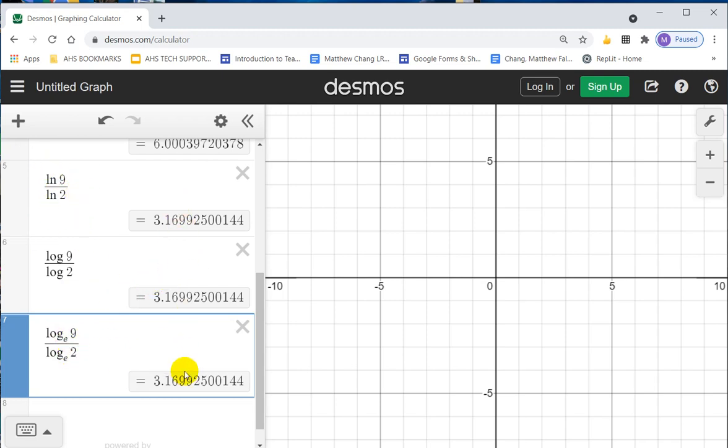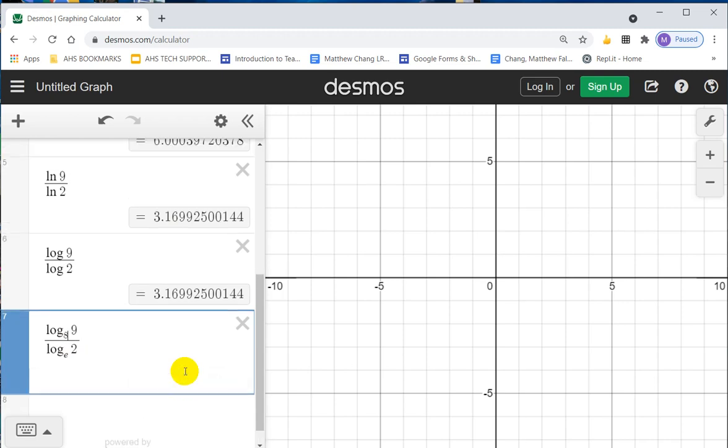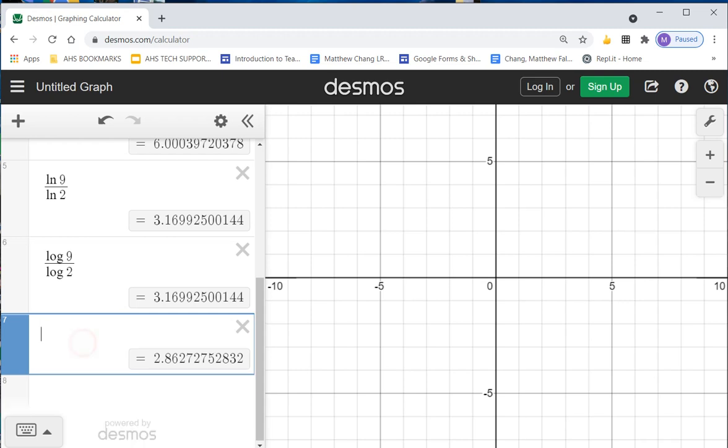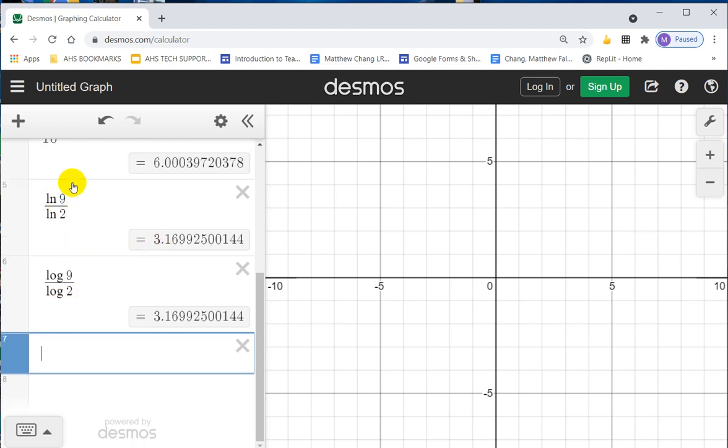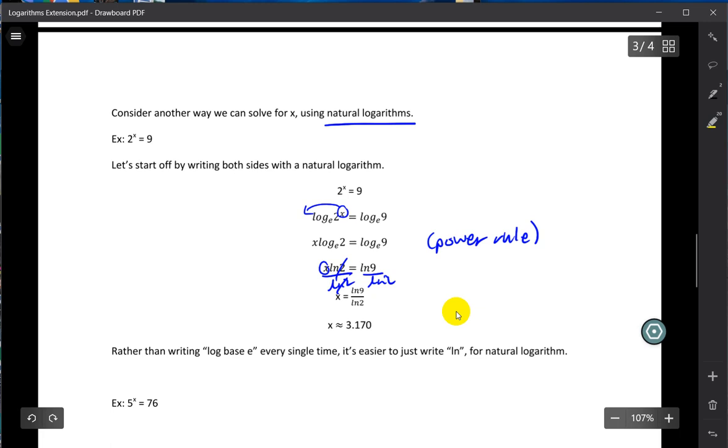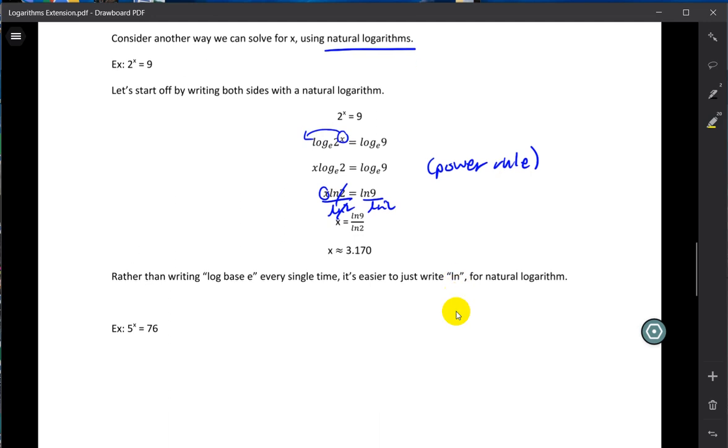I could even change it to any number if I wanted to. I wouldn't recommend doing this, but I could literally change it to any number that I want, and you're going to get the same thing. Long story short, if you have log and you don't see a number, you assume it's a base of 10. If you see ln, you assume that the base is e. So what I'm providing you here is a completely alternate method if you decide to do it this way.